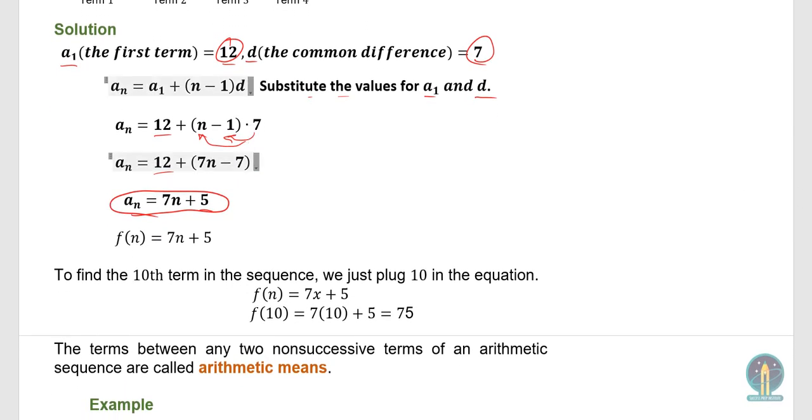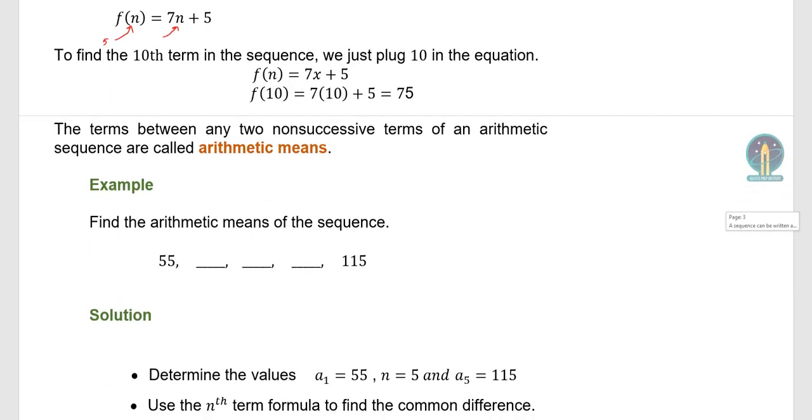And essentially, it works like a function, right? We can consider it a function, f of n, where n is the order of the term in the sequence. So if you plug in, for example, 5, that gives you the fifth term in the sequence, right? Because you plug in 5 here, and then that gives you the actual 5th term. To find the 10th term in the sequence, we just plug 10 into the equation. Again, like I said, it works like a function. So f of 10 equals 7 times 10 plus 5 equals 75.